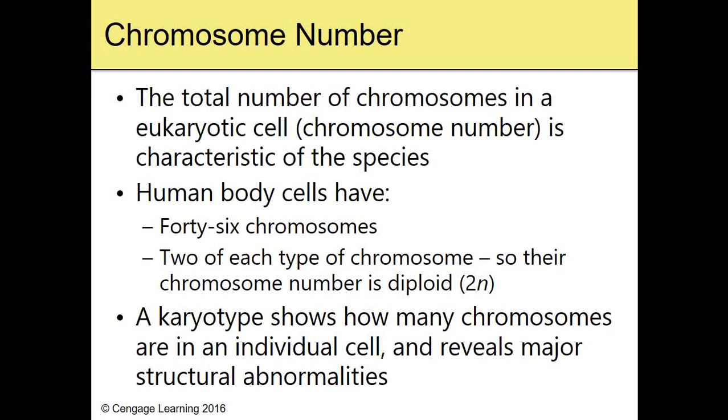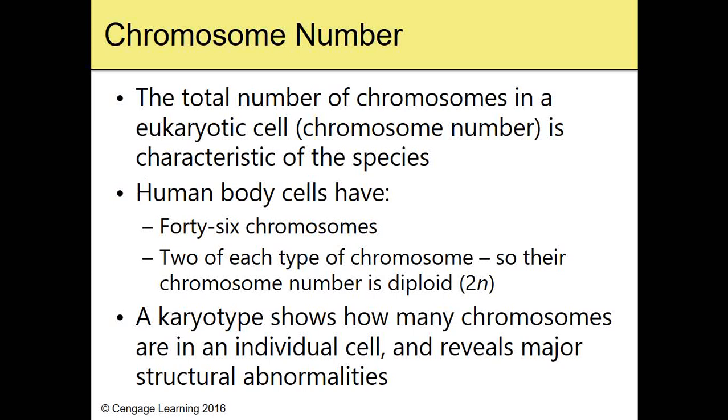Okay, so the total number of chromosomes in a eukaryotic cell, remember that this is in plants, animals, fungus, protists, those kinds of things, the chromosome number is characteristic of the species. So you probably know that you have 46 single chromosomes, or 23 pairs of chromosomes. You get one set of 23 from your mom, one set of 23 from your dad, and that adds up to the 46 chromosomes.